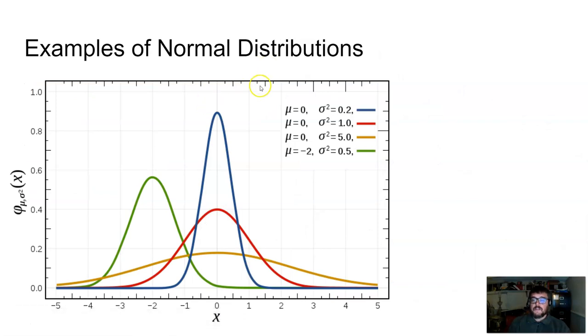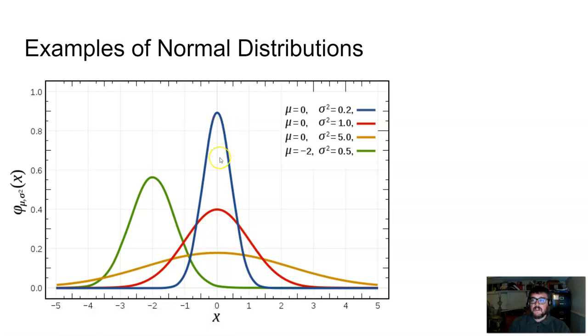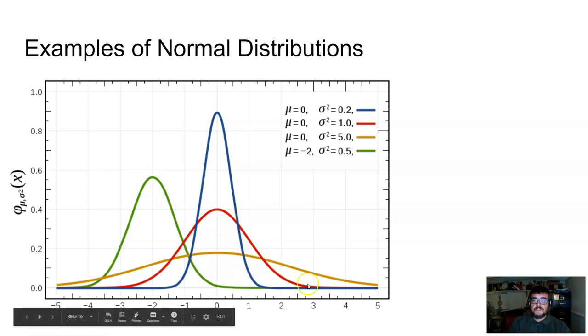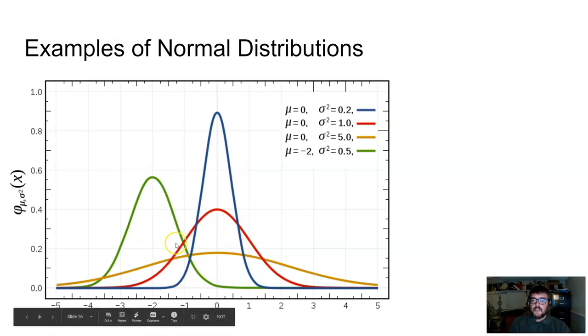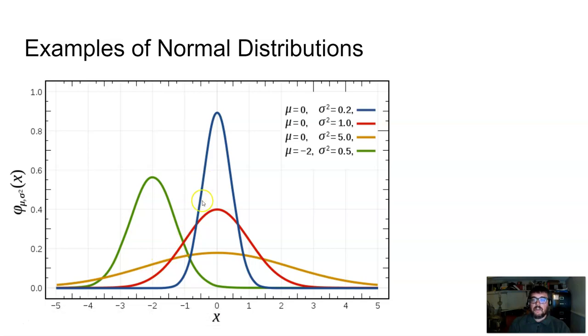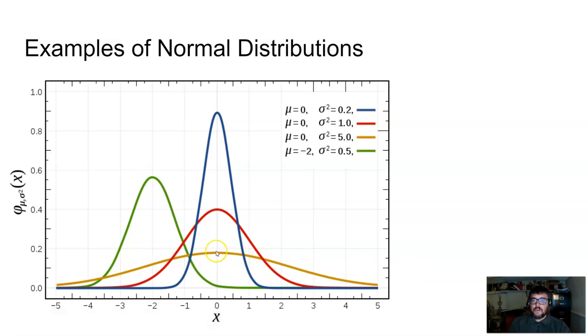And here's some other examples of normal distribution shapes. So this one has a mean of 0 and a standard deviation of 0.2. Since its standard deviation is small, it's skinny. This red one has a mean of 0 and a standard deviation of 1. So it's a little fatter. Because the area under each of these curves, under the green, under the yellow, under the red, under the blue, the area under each of those is 1. So if it's broader, it has to be lower at its highest point.